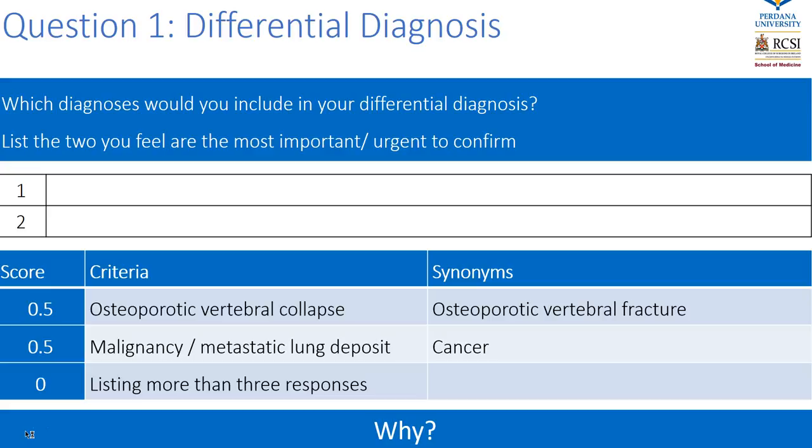Why are these important? Well, she's 67, she's a smoker, she has shown loss of height, she's tender in her spine. So she's at risk of both osteoporosis and a lung malignancy with secondary deposits.